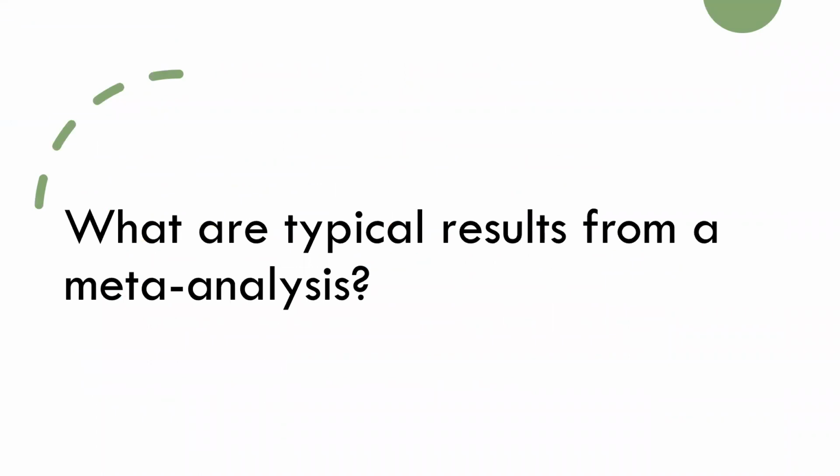So again, we have this range of questions we might address in a meta-analysis where the studies are all reporting on some quantitative measure that they've gathered in their study. It might be about the effectiveness of an intervention. It might be about the strength of a correlation between two constructs. It might be about how prevalent a particular behavior or condition is. So what are the typical results we might get from a meta-analysis?